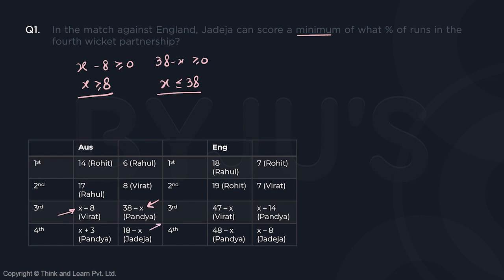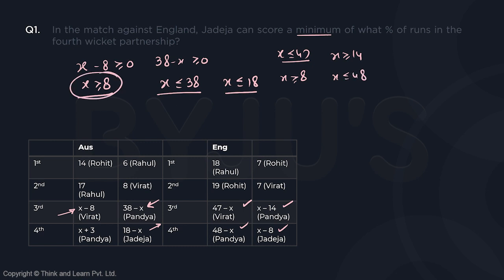Exactly in a similar way from here, I can say X should be less than or equal to 18. Exactly from here, I should say that X should be less than or equal to 47. Exactly from here, I can say X should be greater than or equal to 14. And from here, X is greater than or equal to 8. And from here, X should be less than or equal to 48. So X should be greater than or equal to 8, greater than or equal to 8, greater than or equal to 14.